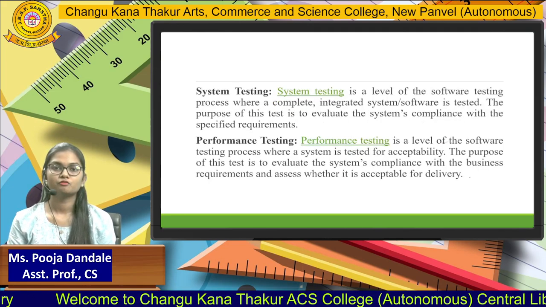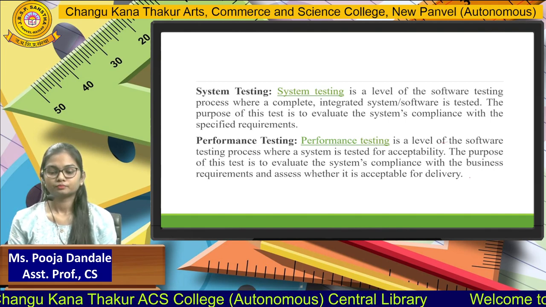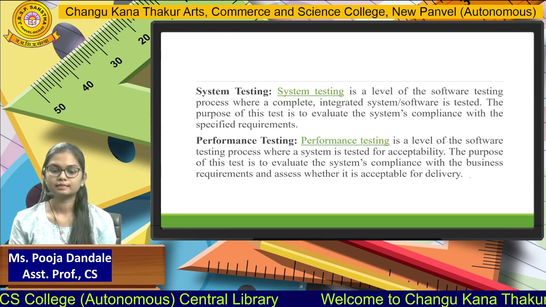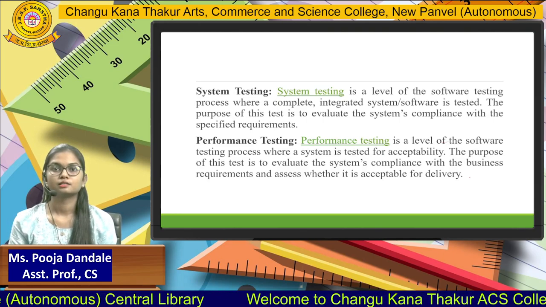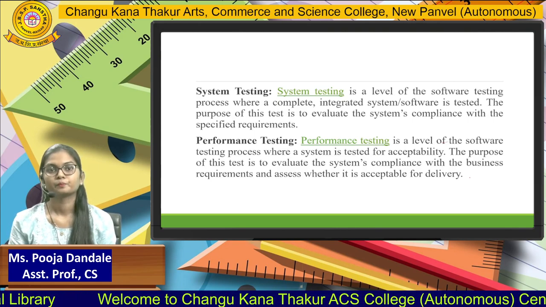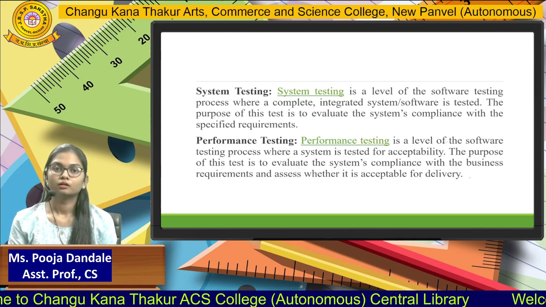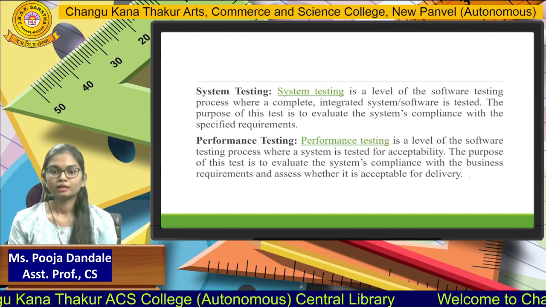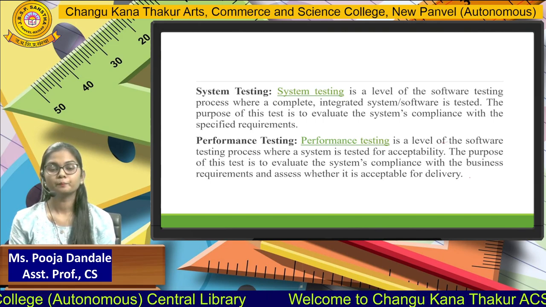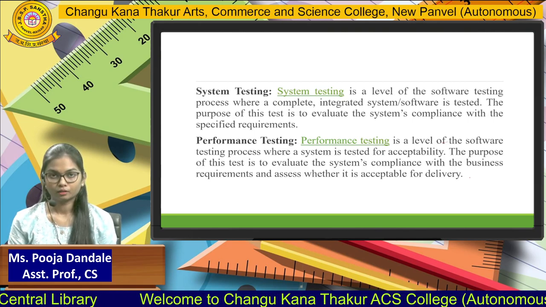Moving on, next we have system testing. System testing is a process where a complete integrated software is tested. The purpose of this test is to evaluate the system's compliance with the specified requirements, the requirements which are given by the client. We have to make sure that we build our product according to that. Next we have performance testing. In performance testing, we basically have to make sure that the product we have built can be accepted by our client.